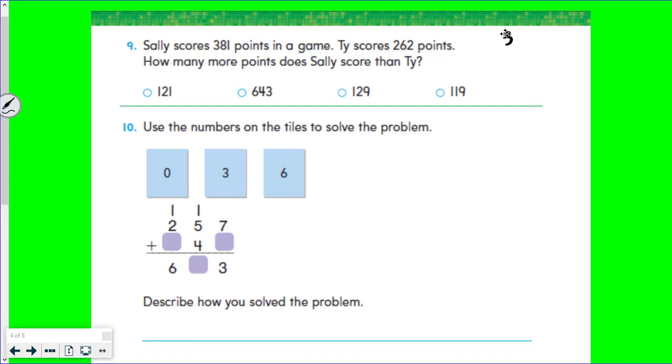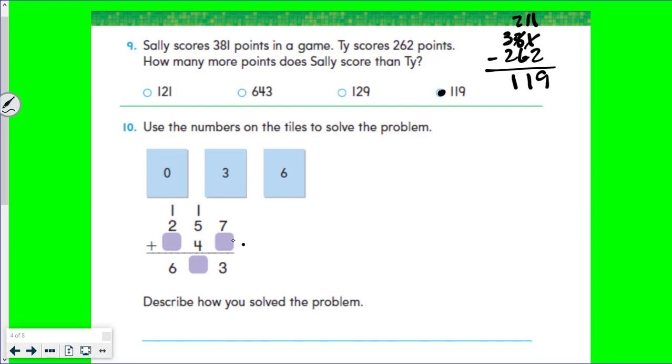All right, so the difference, 381 take away 262. So I'm going to have to regroup right away. So 11 take away 2 is 9. 7 take away 6 is 1. 300s take away 200s is 100. So 119 points. Use the numbers on the tiles to solve the problem. So we got to figure out, where do the missing problems go? So go ahead and pause your video, see if you can figure it out.